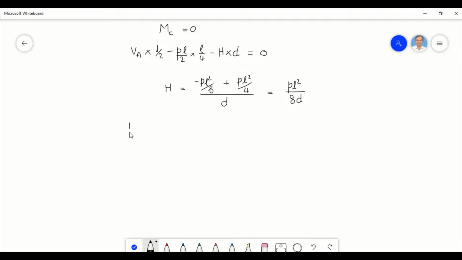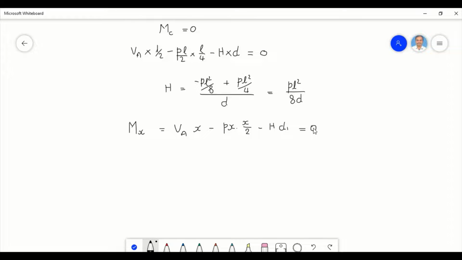When I consider moment about that section x, it must be equal to: VA is acting at a distance of small x from the section considered, and we have the load intensity acting over a distance of x, and its equivalent is at a distance of x by 2 from the section considered, and we have H acting at a distance of d1, and this must be equal to 0 because in a cable we do not have any moment resistance, so the moment value at any section must be equal to 0.